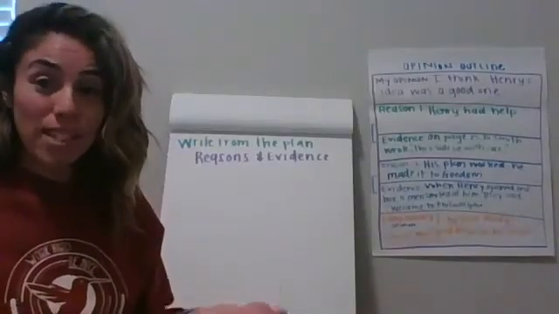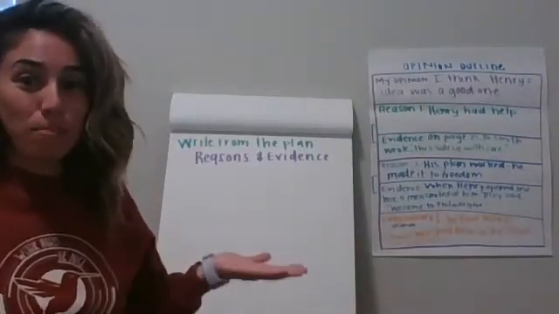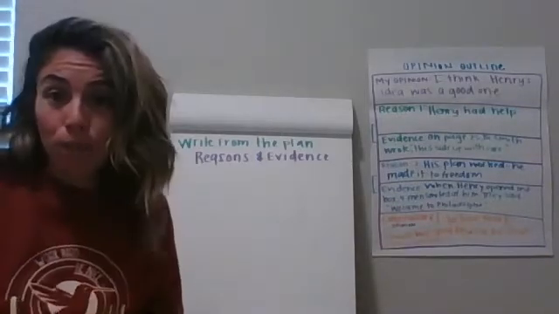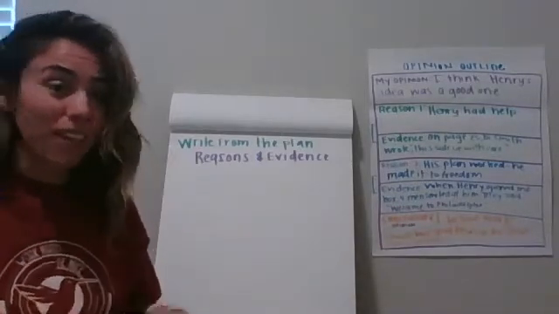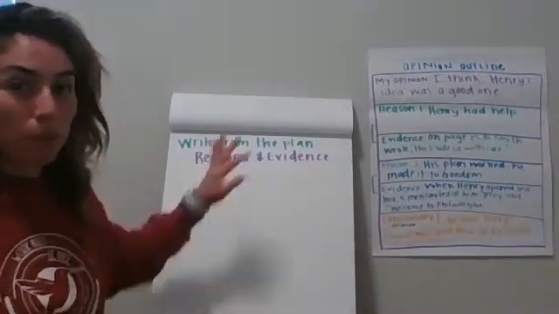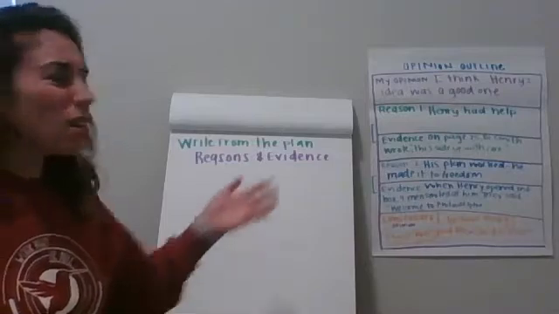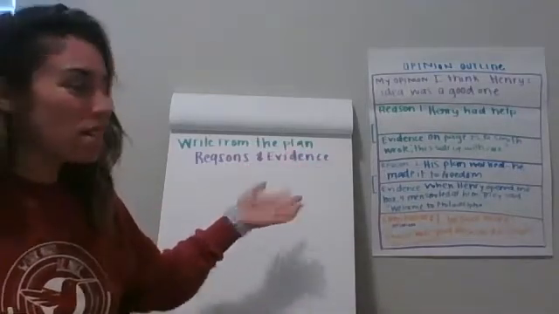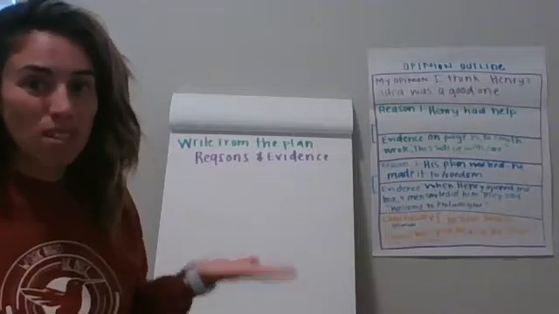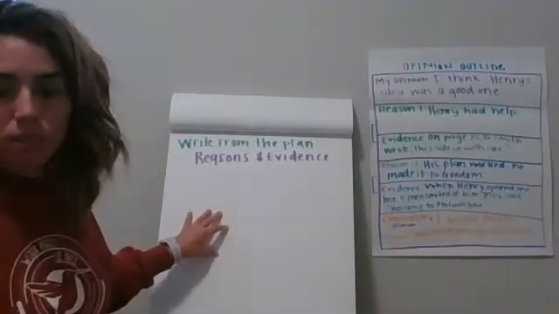All right, I just modeled step 1 in reading my plan. Now I'm going to move on to step 2. I know that our objective said that we were going to be writing from the plan, specifically looking at our reasons and evidence. So I have my blank paper to write out my ideas in order. So now I want to look back at my reasons and my evidence in my plan. That's why it's important to have our plans right next to us before we start writing.